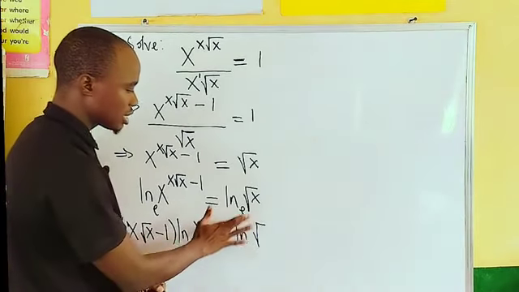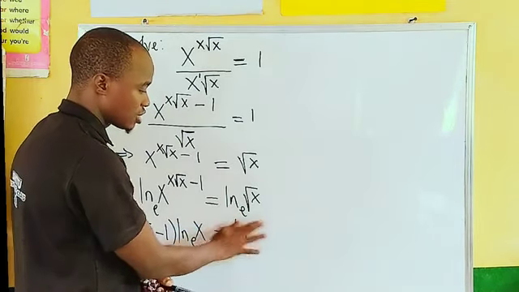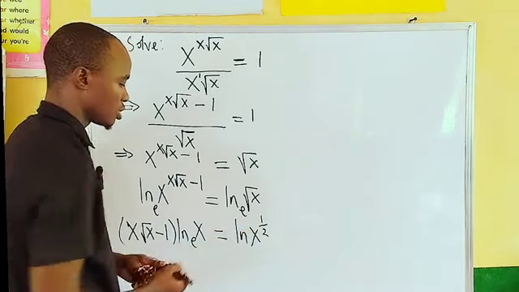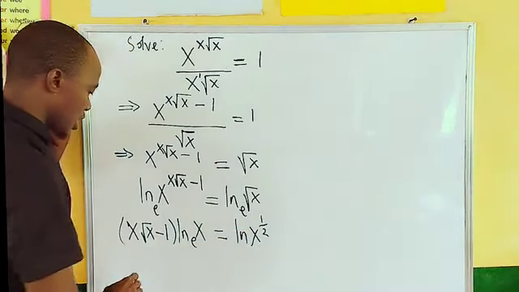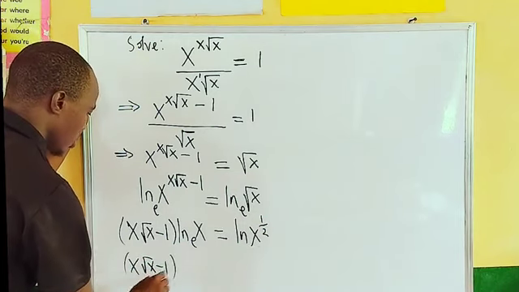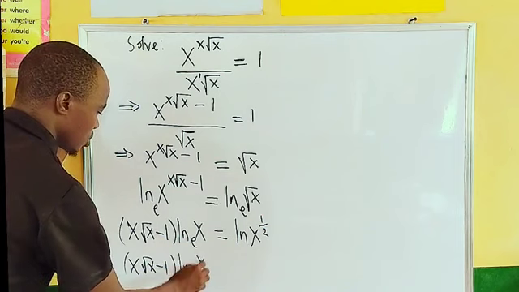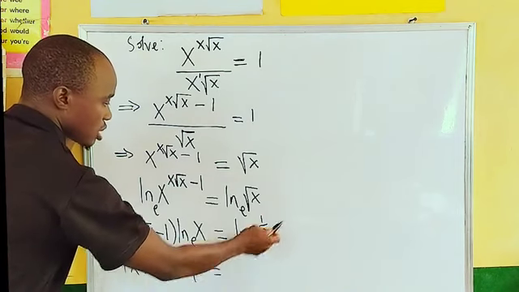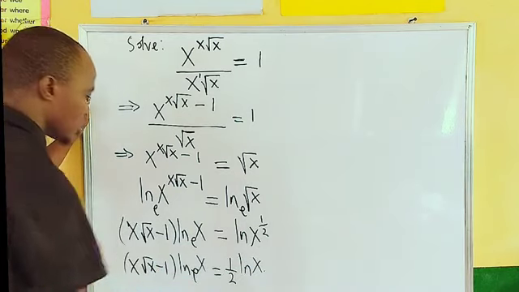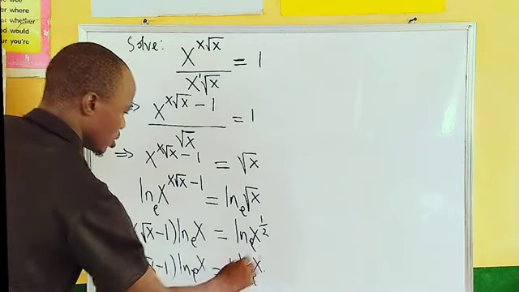Now before that, we can see that this root x here, I can write it as x to power 1 over 2. Is that understood? So now from here, I can have this to be root x minus 1, ln x to base e equals, this half is going to come down here, then we have ln x, to base e. Are you following?